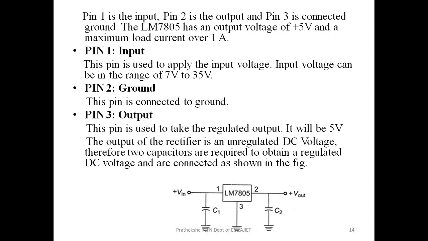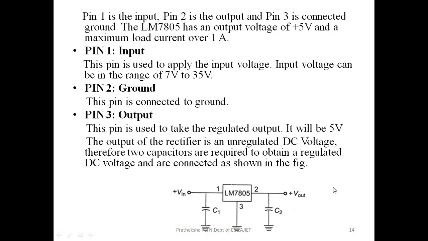The output of the rectifier is an unregulated DC voltage. Therefore, two capacitors are required to obtain a regulated DC voltage. So this is exactly how the 7805 looks. You have two capacitors to get a regulated DC output voltage of 5 volts. One capacitor is on the input side and one capacitor at the output side, and from that we will get the output, which is exactly a regulated output of 5 volts.